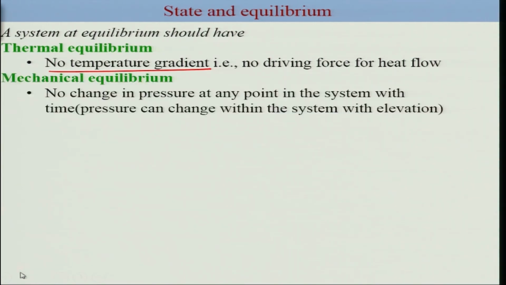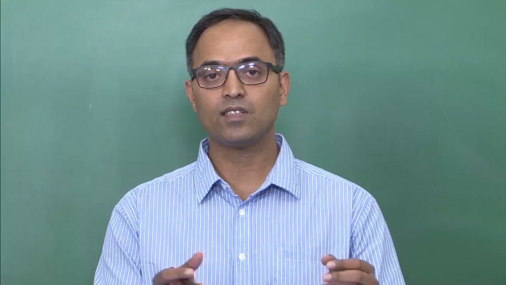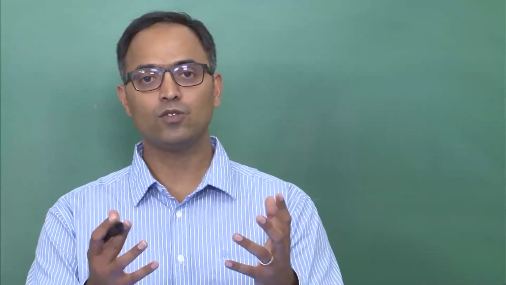Mechanical equilibrium is when there is no change in the pressure with time. So there is no driving force for a fluid to flow. Pressure can change within the system with elevation, but in such a case the forces will be balanced. Then you have chemical equilibrium. If there are no changes in the chemical composition of a system, then the system is at chemical equilibrium. For example, you can consider sugar dissolved in water, and there are no changes in the chemical composition throughout your system, and it will be said to be at chemical equilibrium.